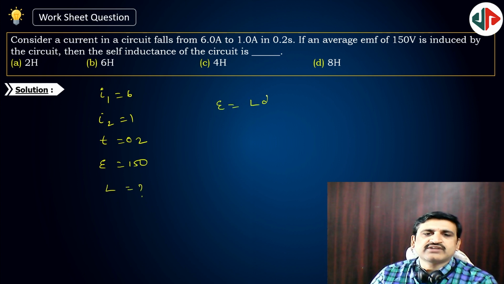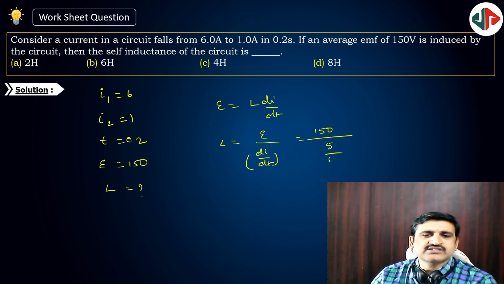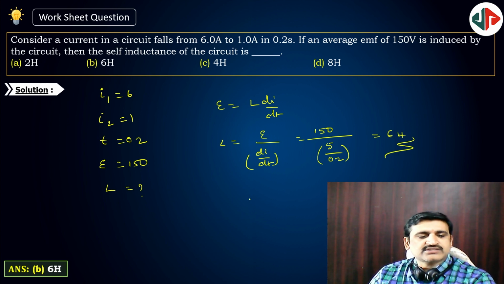E is equal to L di by dt. We want L, so L is equal to E by di by dt. E value is 150, by di by dt, where the change in current is 5, by change in time equal to 0.2. Its simplification gives rise to 6 Henry. Right? Let's go to the next problem.